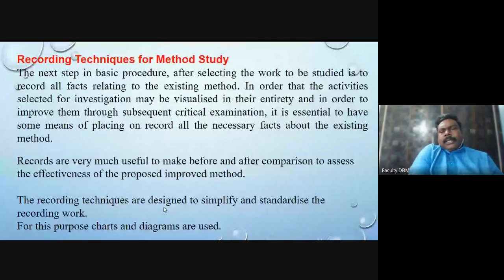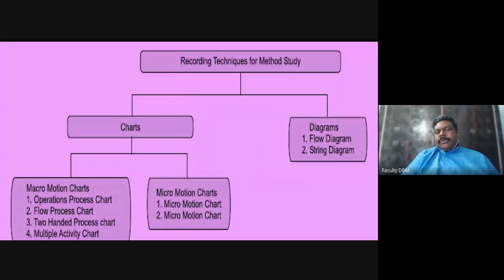So recording techniques will be different, but here the recording techniques are designed to simplify and standardize the recording work. Here we are going to use charts and diagrams for recording an activity. How the charts work, we are going to see. Here we have a diagram showing the techniques used in the method study. Recording techniques for one has come. I will stop sharing. So these charts and diagrams are what we are going to discuss.